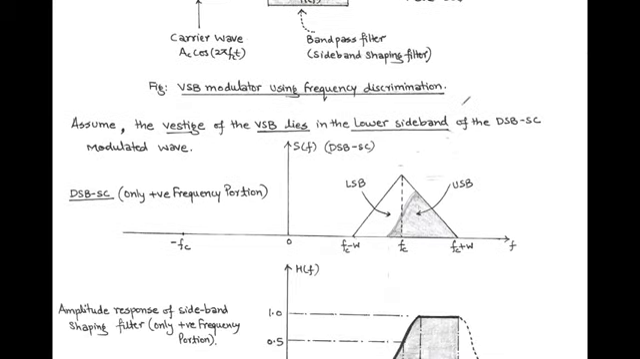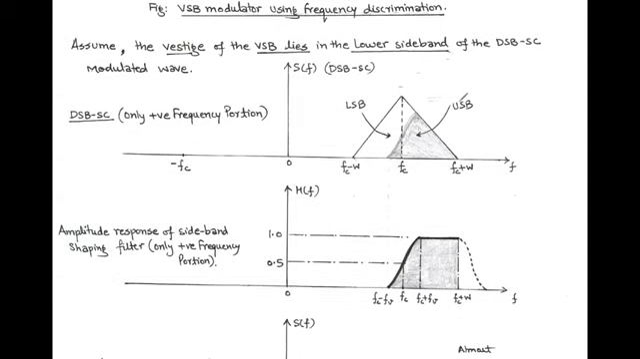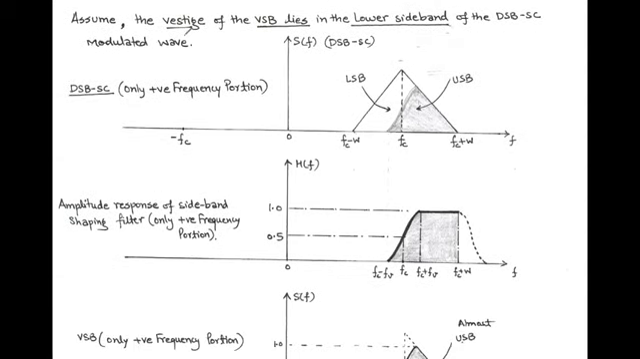Now we explain in detail using the graphical method. First, we assume that the vestige of the VSB belongs to the lower sideband of the double sideband suppressed carrier modulated wave, as shown in the figure. Here we take only the positive frequency portion of the spectrum, and our purpose is to generate this vestigial sideband signal, having the vestige or trace belonging to the LSB of the double sideband suppressed carrier spectrum.